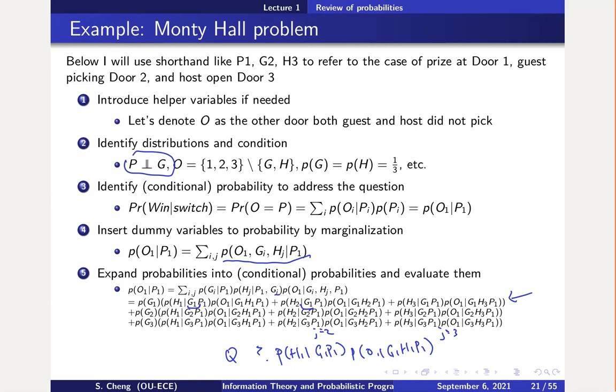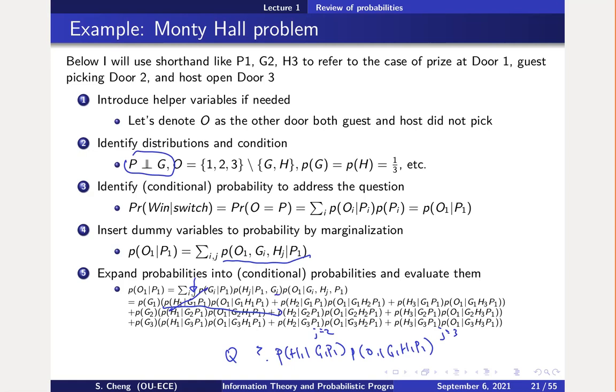Wait, did I have some typo here? Let's see. 1, 2, 3 here. And pair 1. This is 1, 2, 1. 1, 2, 3. 1, 2, 3. Oh yeah. I think I shouldn't jump to this conclusion too quickly. Maybe I just look at this term only. So this term is 0 because if the guest picks the first door, then the host cannot pick the first door, right? So therefore, this one must be gone.